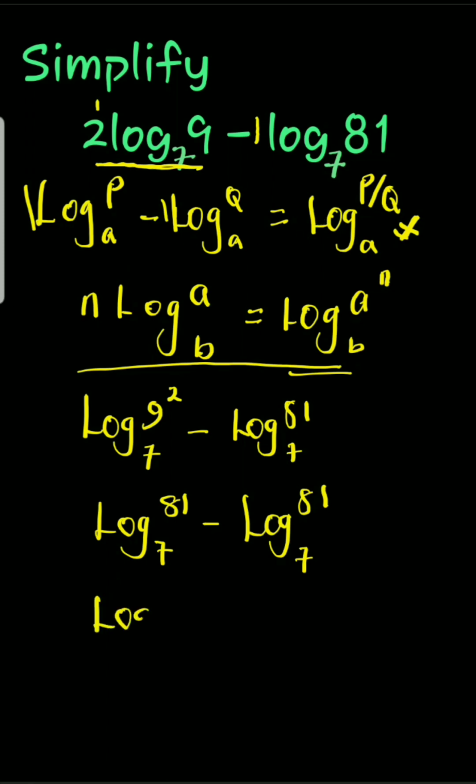It becomes log 81 divided by 81 base 7. And so this gives us log 81 divided by 81, that is 1, base 7. And log 1 to whatsoever base is 0. Log 1 base 10 is 0. Log 1 base x is 0. The logarithm of 1 to whatsoever base is 0. And so this problem gives us a final answer of 0.